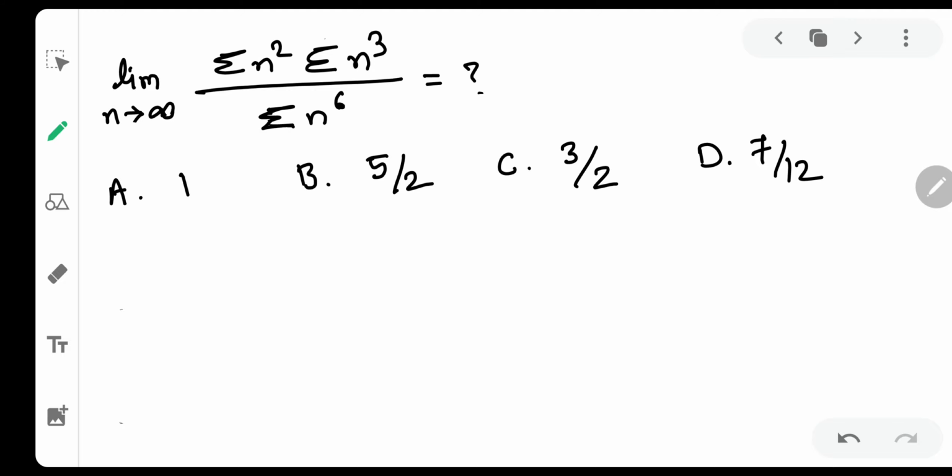Now today one of our students has asked us this very intelligent question: limit n tends to infinity, summation n square, summation n cube divided by summation n raised to 6. Now this is a very advanced level question, but that can be easily solved if you remember the summation n square, summation n cube and summation n raised to 6 formulas.